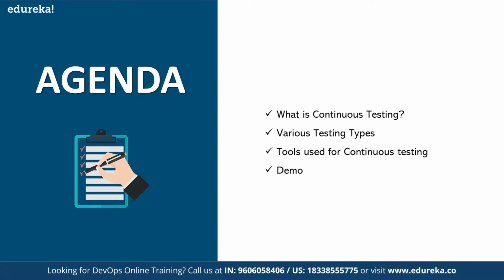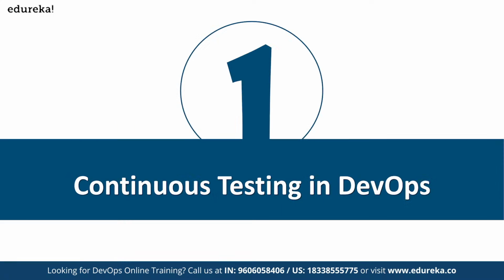So let's start, guys. Let's start with continuous testing in DevOps. How do we test it? Let's see that over here. Let's discuss what exactly DevOps is, what are different tools that are being used over there. And then we'll see a small demo, like how, when I'm running a pipeline, the testing will happen. So let's start over here.